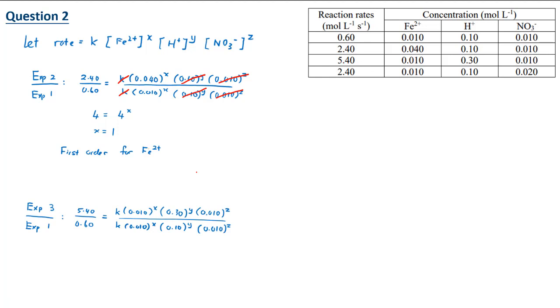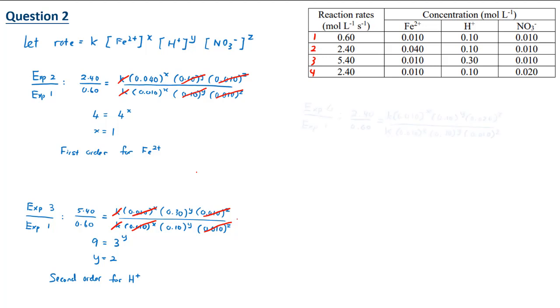For experiment 3, set up using the values given over here and then fill in accordingly. So the rate constant, we can cancel off. For the concentrations of Fe2 plus, we can cancel off since they are the same. And the concentrations for nitrate ion are the same, so we cancel off. So we leave with one unknown Y. Solving this mathematical problem, you get a second order for H plus.